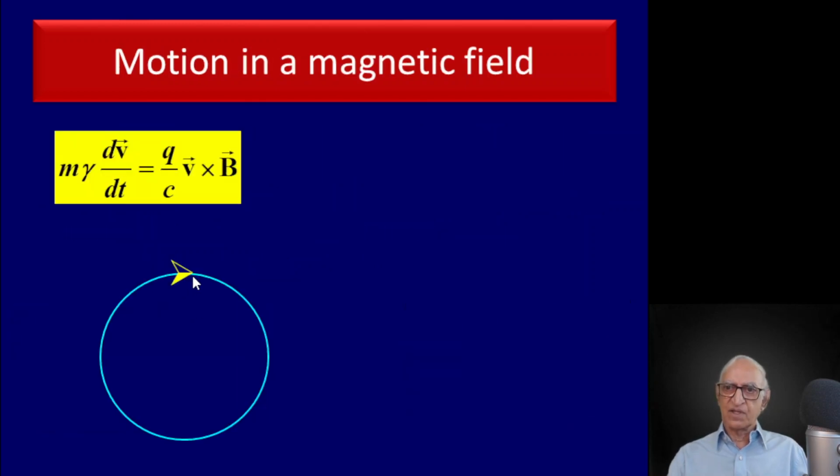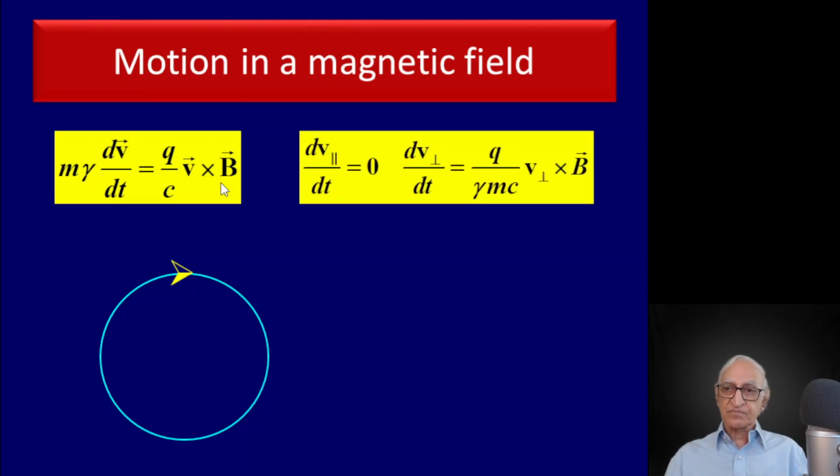Now, here is a magnetic field perpendicular to the slide. The equation of motion of the particle, according to Newton's law, is mass times acceleration equal to the force, and the force is the Lorentz force: charge divided by c, v cross B. So the force is perpendicular to v. It's also perpendicular to the direction of the magnetic field. Now you can solve this equation. It's a very simple equation.